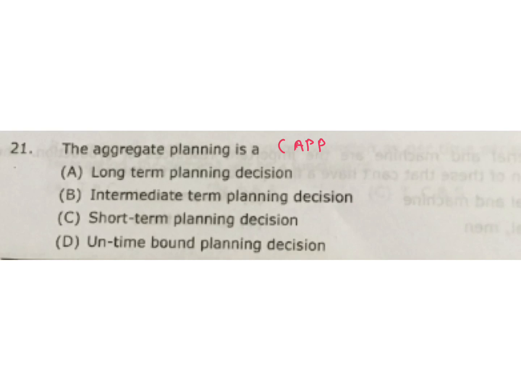The aggregate production planning or aggregate planning, in short APP, is: A. long term planning decision, no. B. Intermediate term planning decision, yes. C. Short term, no.